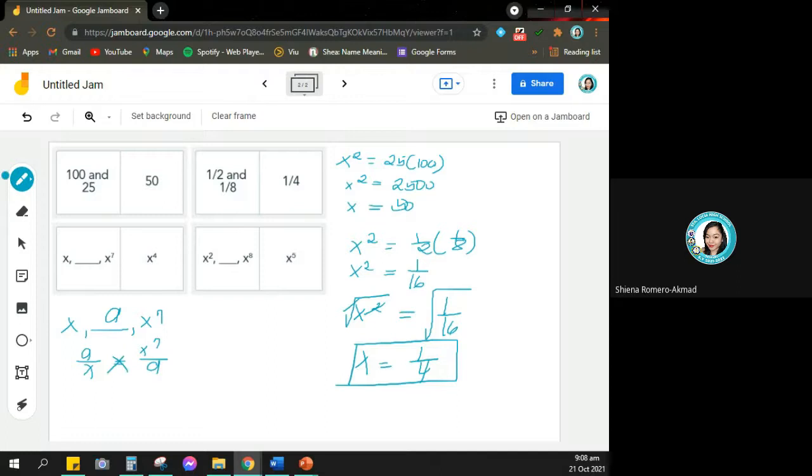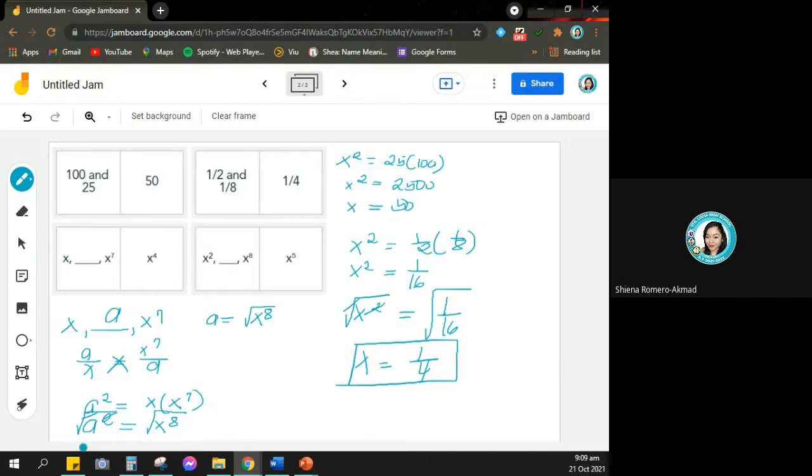Cross multiply, you'll have a squared is equal to x times x raised to 7. You know, pag nagmumultiply tayo ng variable, nag-add tayo ng exponent. So a squared is equal to x raised to 8. So get the square root of both sides. So we can cancel this out. Then si a would be equal to the square root of x raised to 8.